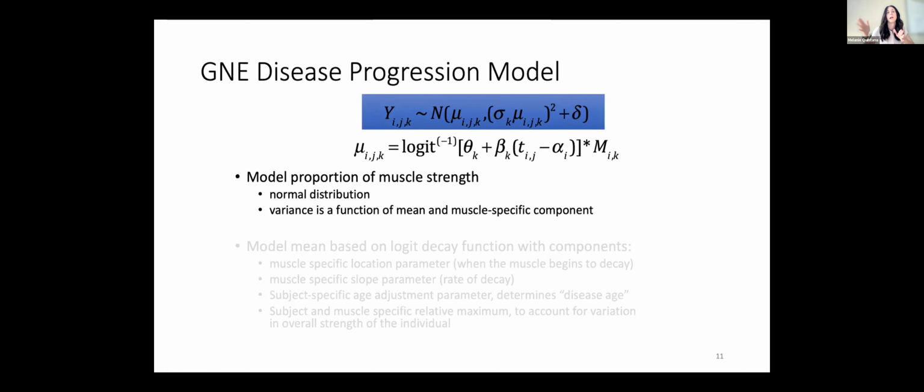So we look at the longitudinal data of each individual, and we assume that those measurements are normal with some mean, and I'll explain that in a second, and some variance. And we assume that the variance is a function of the mean, because what we have observed and what others have observed is at full strength, the variability can be a bit higher than when an individual has progressed. So if you have a good deal of strength, then there might be a good amount of variability.